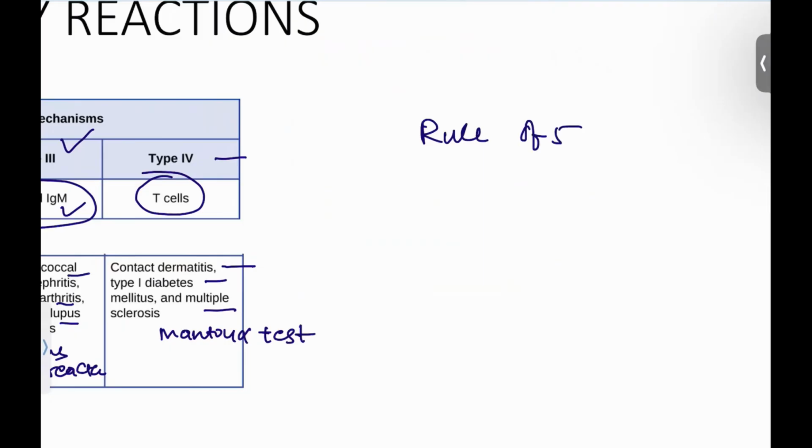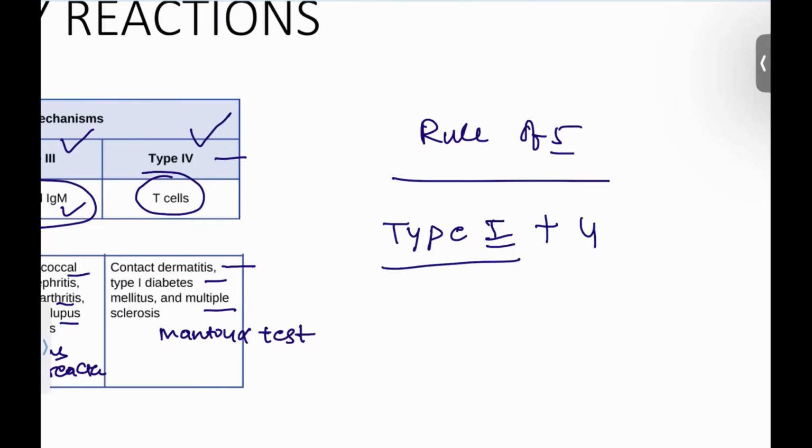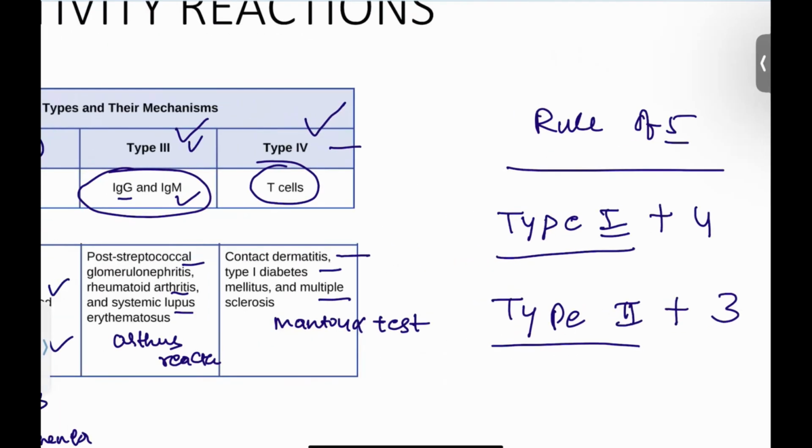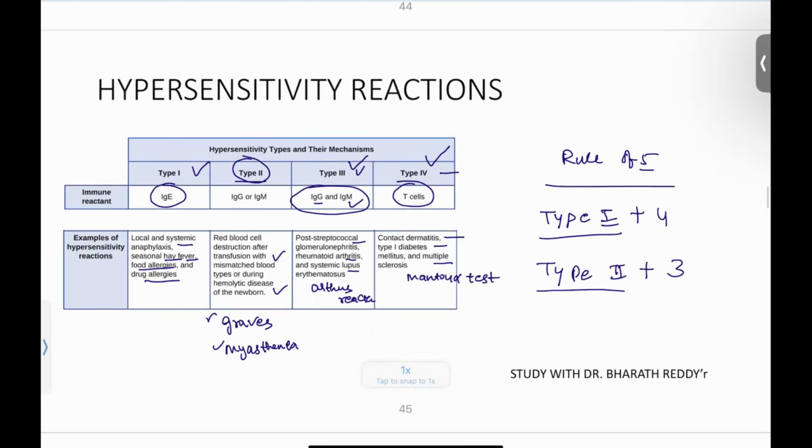So rule of 5 means the patient is having lepra reaction type 1. If you want to make the score 5, how much do you have to add? 4. So type 1 belongs to type 4 hypersensitivity. Next, type 2 lepra reaction, how much do you have to add? 3. So 3 plus 2, 5. So type 2 belongs to type 3 hypersensitivity. This is what the rule of 5 is.